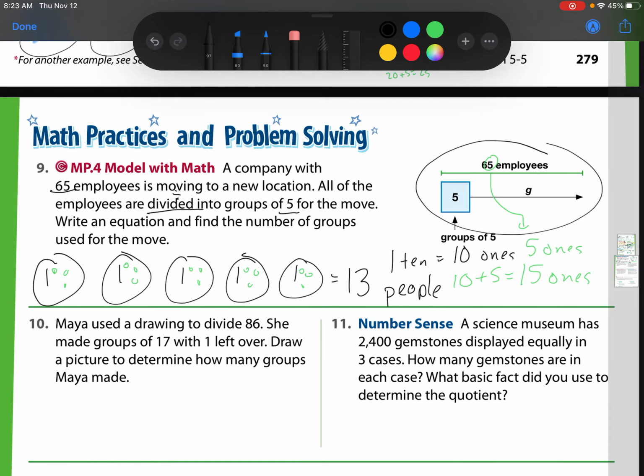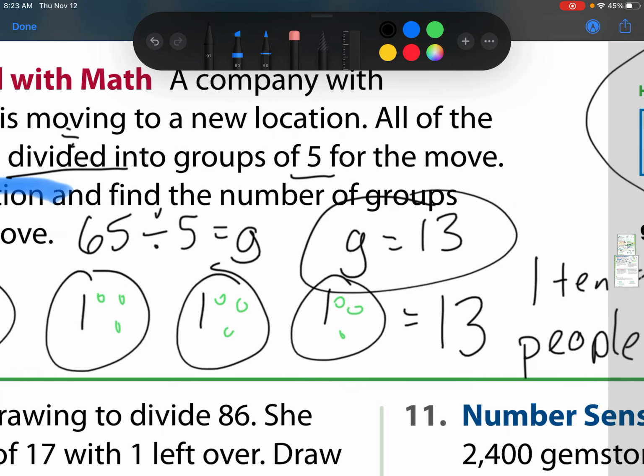Now, notice that is actually not my answer because it's saying write an equation. So we have to turn this into an equation. They're telling us we're looking for this mystery g. So we're going to do 65 divided by 5 equals that mystery number, what we're looking for, equals g. And then what did g equal? Well, we have g, the people in the groups, is equal to 13. So we have that for our final answer, this and this.